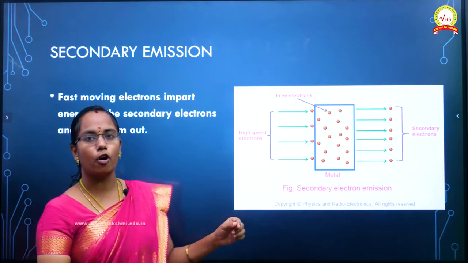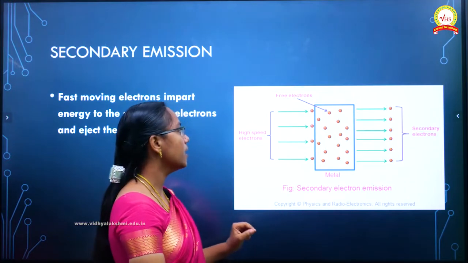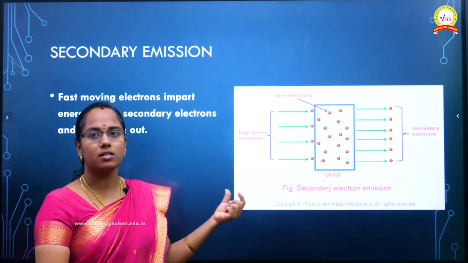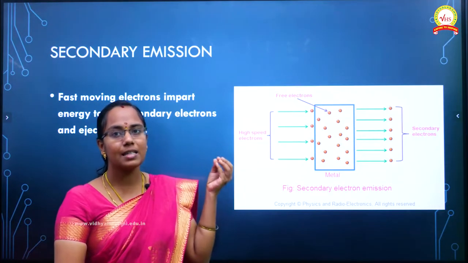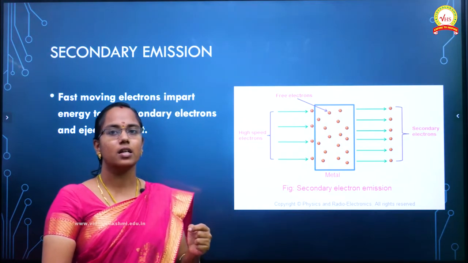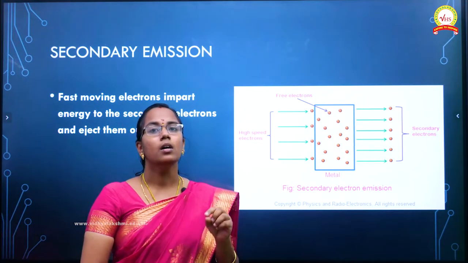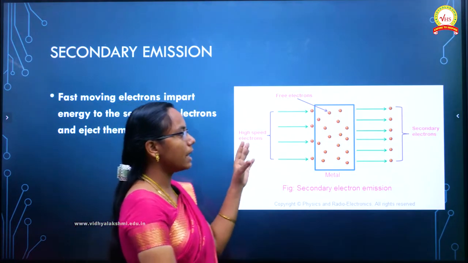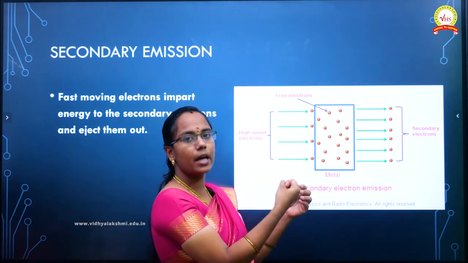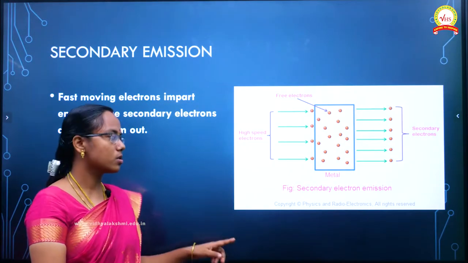So this is an example of secondary emission, where you have a metal surface and free electrons exist there, and these high speed electrons are known as primary electrons. High speed matters here, fast moving electrons. When they are moving fast, it means that they will have a higher amount of kinetic energy. What is the formula of kinetic energy? Half m v square, right? So when they are moving faster, their velocity will be higher, so their kinetic energy will be higher. That energy will be transmitted to the secondary electrons, and after gaining energy they will be ejected out, and those electrons are called secondary electrons.